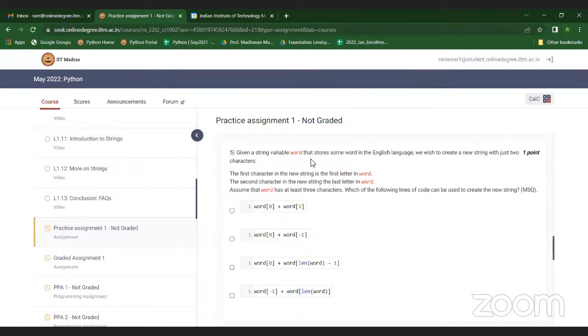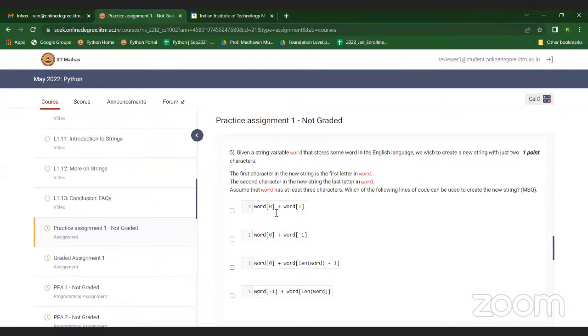Okay, given a string variable word that stores a word in the English language, we wish to create a new string with just 2 characters. The first character in the new string is the first letter in the word. The second character in the new string is the last letter in the word. Assume that word has at least 3 characters. Which of the following lines can be used to create the new string?